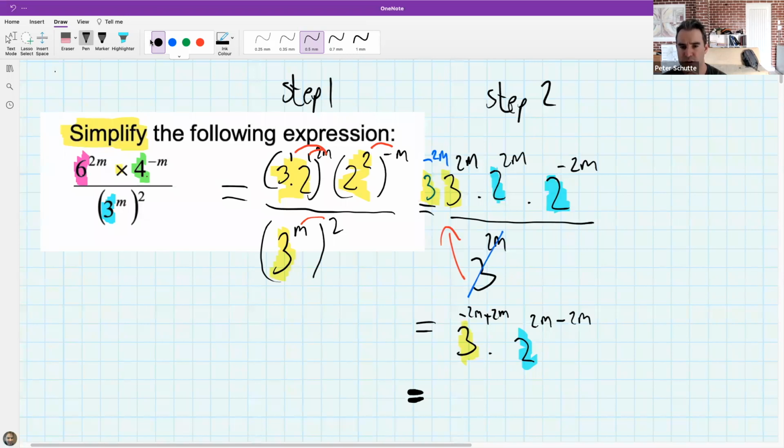Sino asks, why do we move the 3 to the top? You don't have to move the 3 to the top. There is another way of doing it, which would be canceling out the 3 to the 2m on top and the bottom. But I just made that choice because I thought most students would do this. But we'll get the same answer in the end. So let's see what people put in the chat as the answer for this question.